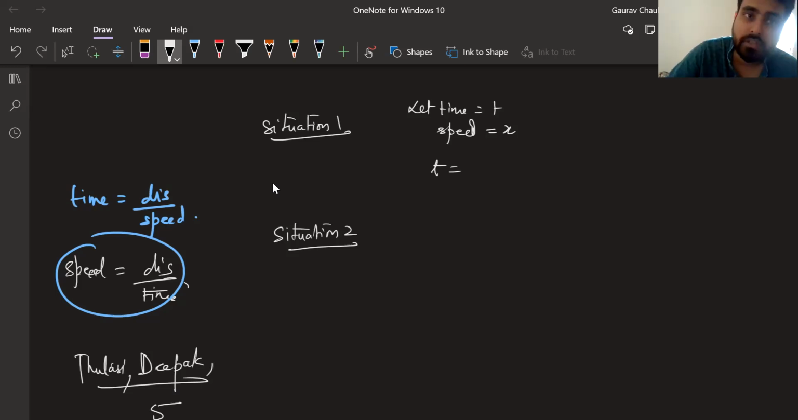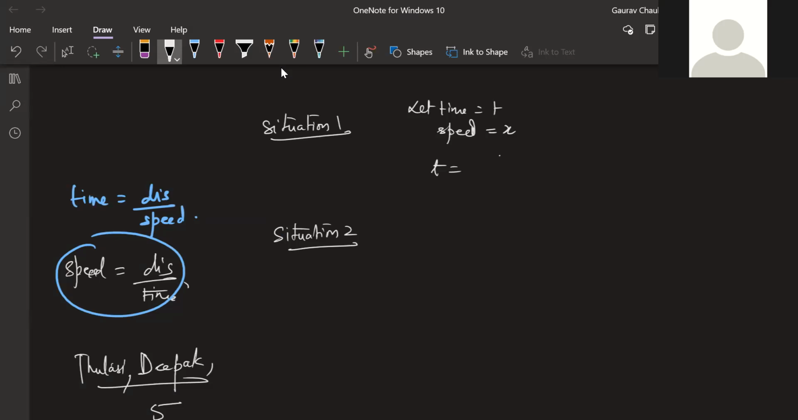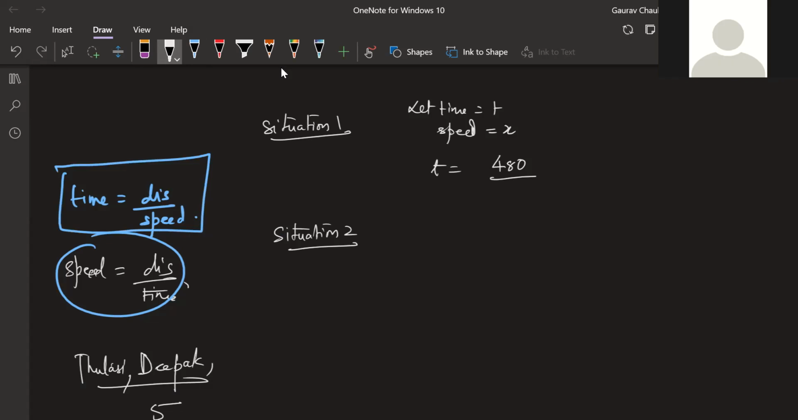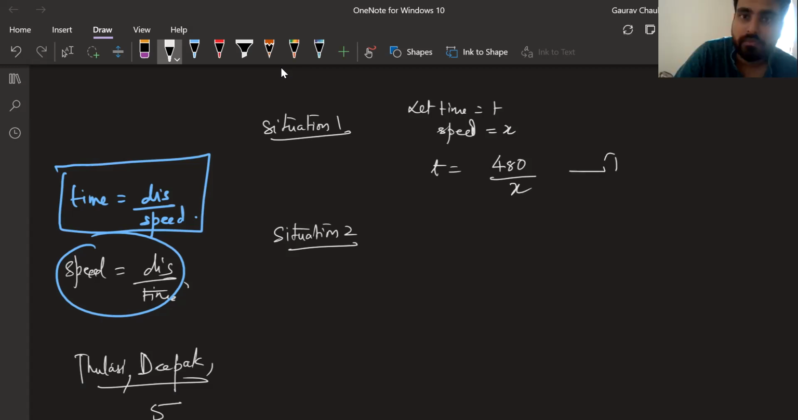T is equal to, what is the distance in the first situation? Dikshit, just read the question for a minute. Have you read the question? Yeah, sir, it's 480. Sir, by... This is my formula, Dikshit. By X. Perfect. This is my first equation.